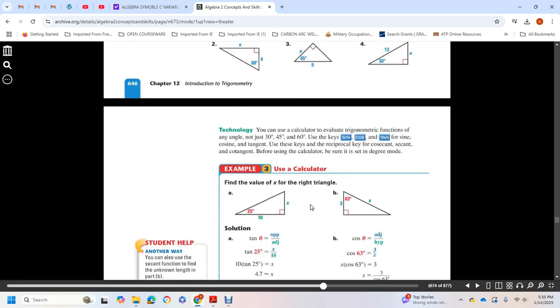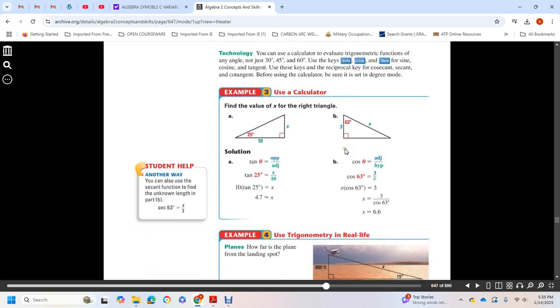Technology: use your calculator to evaluate trigonometric functions of angles, not just 30, 45, and 60. Use the sine, cosine, and tangent keys. Use the reciprocal keys for cosecant, secant, and cotangent. Before using the calculator, be sure it is set to degree mode.